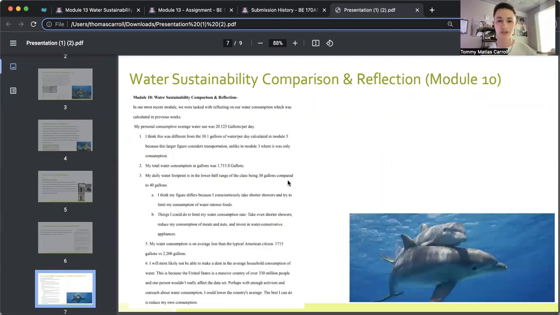Module 10 had us doing a water sustainability comparison and reflection. I threw down my consumptive average water use, 20.125 gallons per day. My total water consumption in gallons was 715 gallons a year. My daily water footprint is in the lower half range of the class. Actually, we did a little poll to figure out how much people in the course were using per day. So I was actually a little bit happy to know that I was in the lower half of that water consumption. And my water consumption is actually less than the typical American citizen.